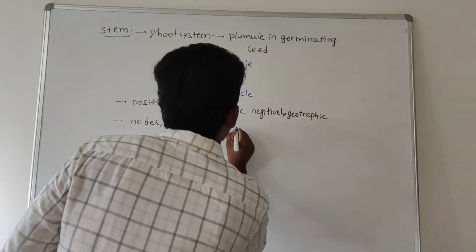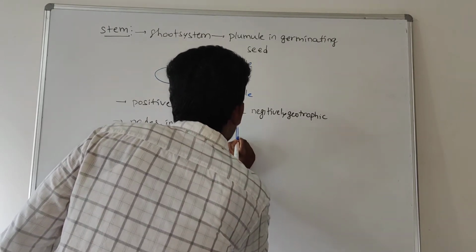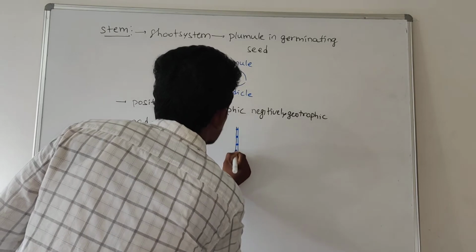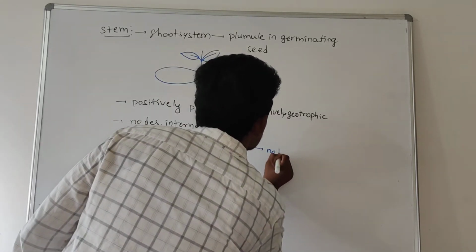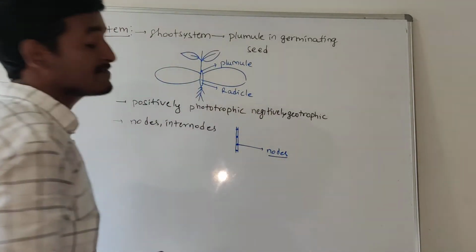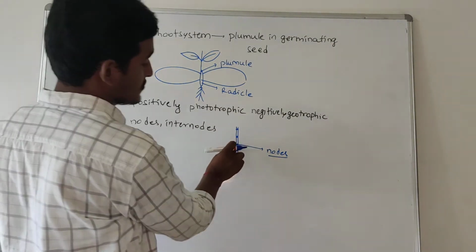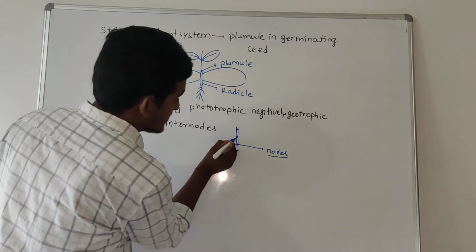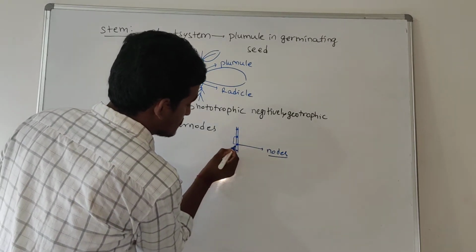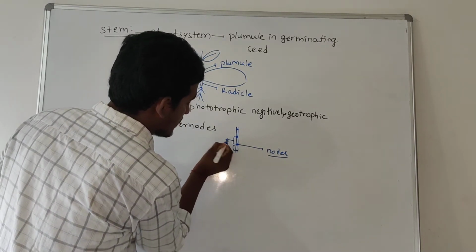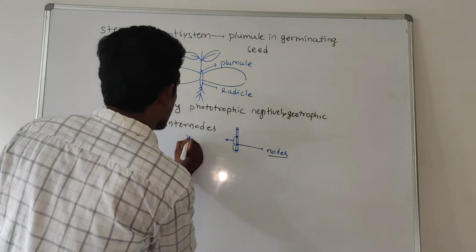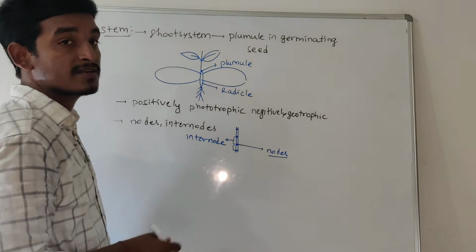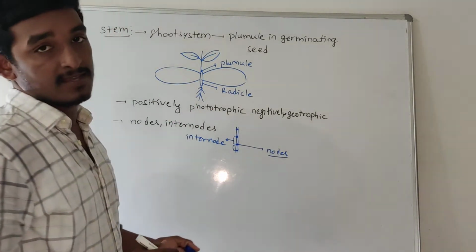See, this is a stem. In the stem there are nodes. Nodes are where the leaves originate, so that portion is called a node. It is a characteristic feature of the stem. The space between two nodes is called an internode. It is also a characteristic feature of a stem.